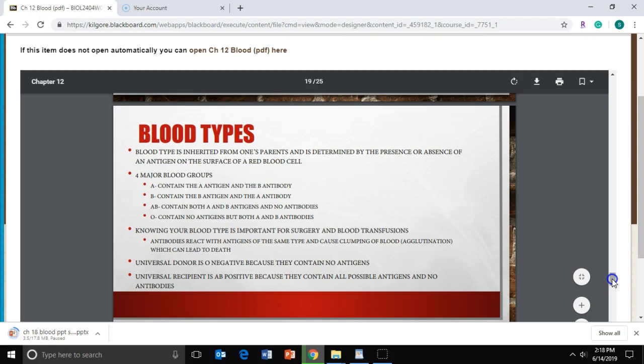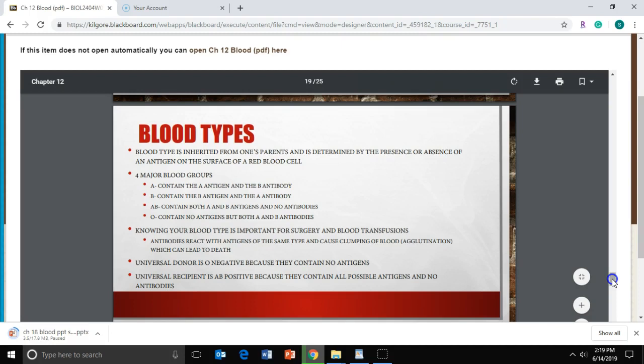A universal donor is going to be negative, because they're not going to have RH factor on the surface that will cause the person's blood to react to it. That's why O negative is a universal donor. If we think about it, if they have type O blood, they won't have A antigens and they won't have B antigens, nothing to react to. And then if they're negative, they don't have the RH antigen.